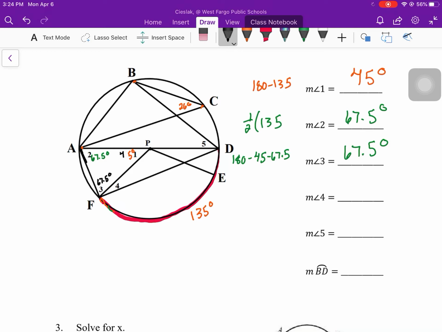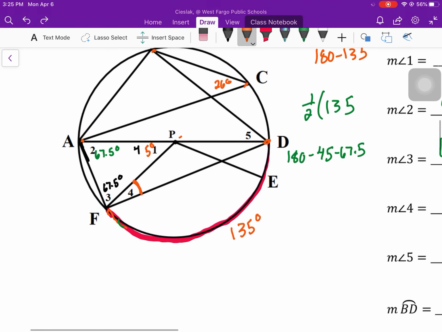Okay, the measure of angle 4. So to find the measure of angle 4, one thing that I notice here is it's an inscribed angle. It is hitting over here at one point. It doesn't continue out this way, so I can't look at half of my arc there. But what can I do here? Let me back up on that. So I know that measure of angle 4, let me think here. I know it's 22.5. How did I get that?